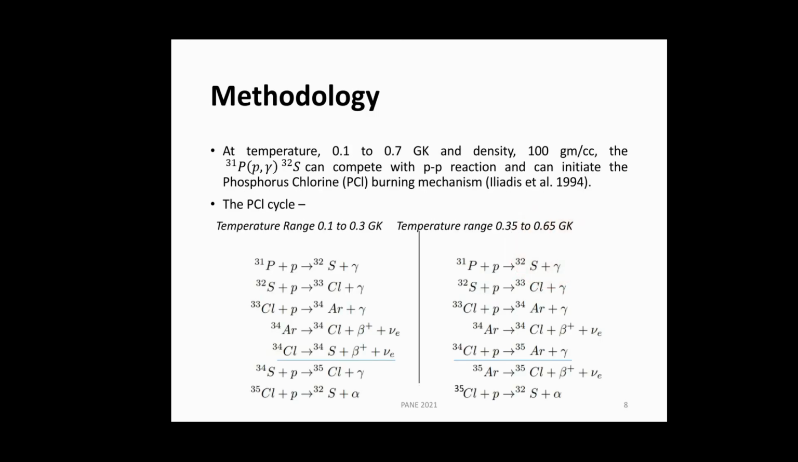Methodology. For the temperature range 0.1 to 0.3 gigakelvin, we see that 34 chlorine shows a beta decay, but at the temperature range 0.35 to 0.65 gigakelvin, the 34 chlorine shows a P gamma reaction. That's why we consider two cycles. One is for 0.1 to 0.3 gigakelvin and the other is for 0.35 to 0.65 gigakelvin. Both cycles are ended by a P alpha reaction, which is from 35 chlorine to 32 sulfur.